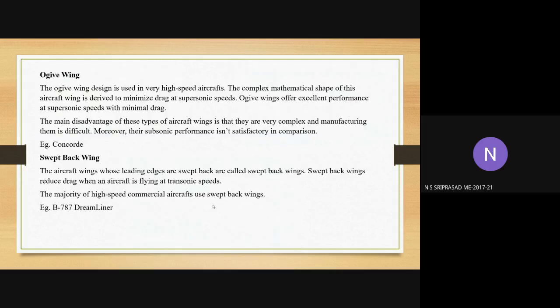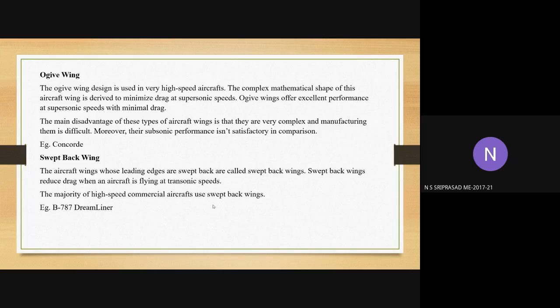Then you have the ogive wing and swept back wings. The ogive wing design is used only for very high speed aircraft. The complex mathematical shape of this aircraft is derived to minimize drag. If you're going really fast, there's obviously going to be a lot of drag, because of the third law of motion: when there's an action, there is an equal and opposite reaction. So if the thrust is more, there's going to be more drag. To decrease this drag, they have designed this particular wing called the ogive wing.